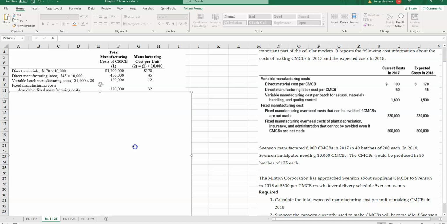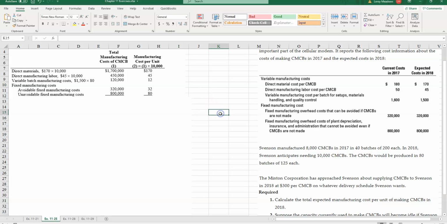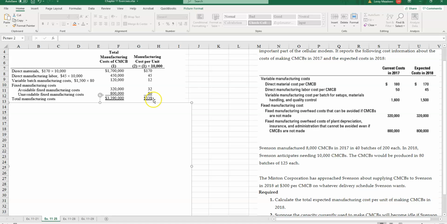So let's go ahead here and include that. Unavoidable fixed manufacturing costs, $800,000. And it's $80 per unit if I take that $800,000 and spread that out over 10,000 units. So what is my total manufacturing cost? $339 per unit. And that's full production cost. Avoidable and unavoidable costs with regard to manufacturing cost per unit. And the total manufacturing cost of CMBCs is $3,390,000.